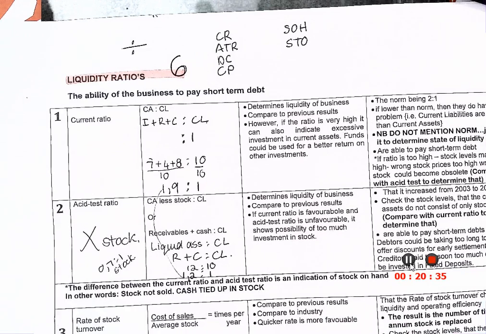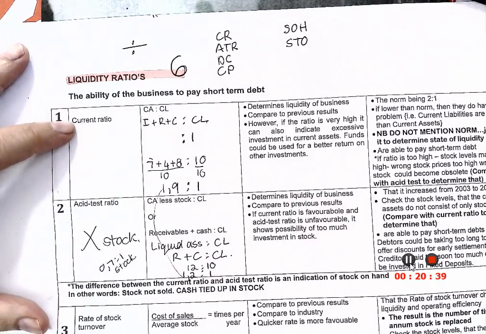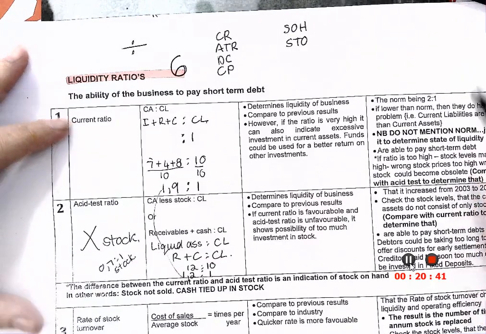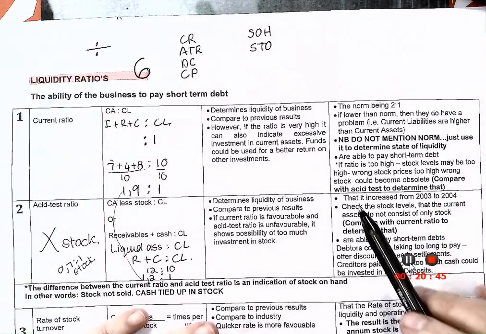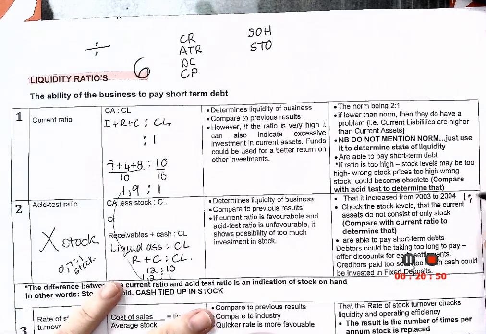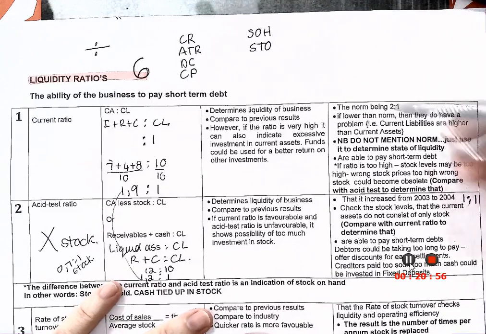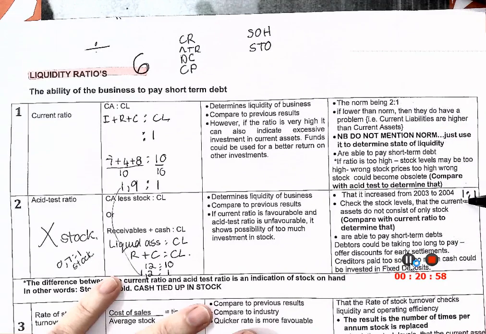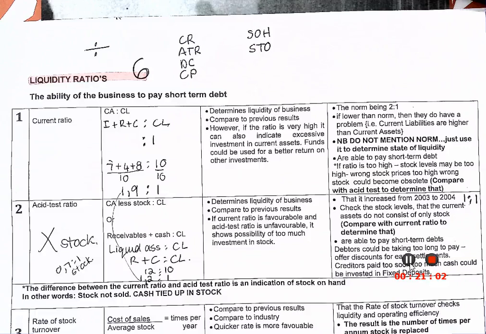So you will see here, as I said, the current ratio we want to be 2 to 1. We call it the norm. And the asset test, we want it to be 1 to 1. So the norm for current is 2 to 1, and the asset test is 1 to 1. Can you see it's exactly half? But you do not mention the word norm.